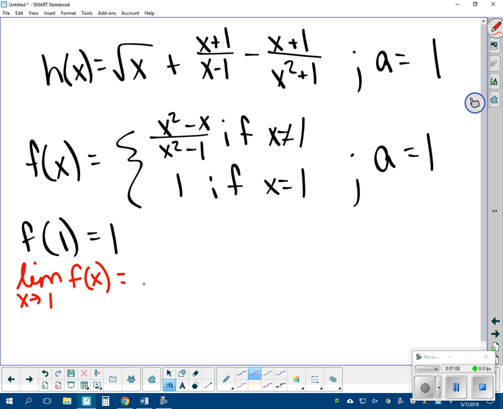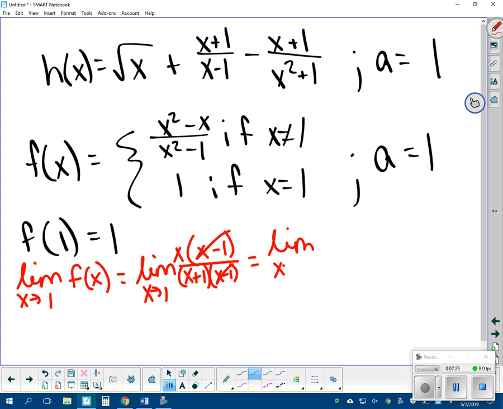So you would be looking at the limit as x approaches 1 of, take an x out, you're left with x minus 1. In the denominator, you have x plus 1 times x minus 1. So the limit would be the same as the limit as x approaches 1 of x over x plus 1, and now you can directly evaluate it. What do you get there? 1/2, okay? So this would be not continuous because the limit as x approaches 1 of the function is not the same as f of 1.